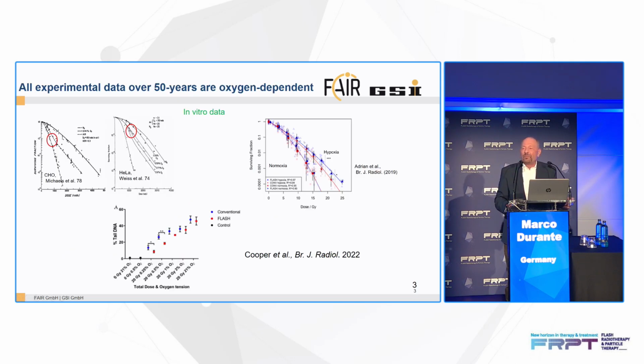So we start with in vitro. This plot is exactly the same that she showed, but this is a very nice paper from Adrian and co-workers. These are very old data, from 1974 and 1978, showing exactly that you see the flash effect only when you are in condition of moderate hypoxia. So it's something that we know for 50 years. It's certainly not the big news. Of course we know that oxygen is essential. We know it for 50 years.